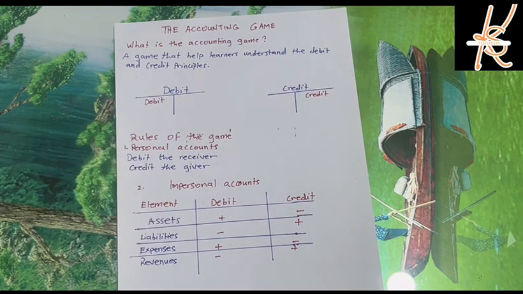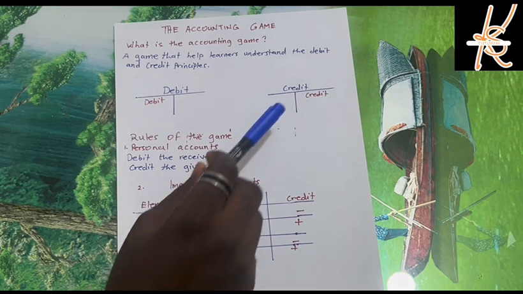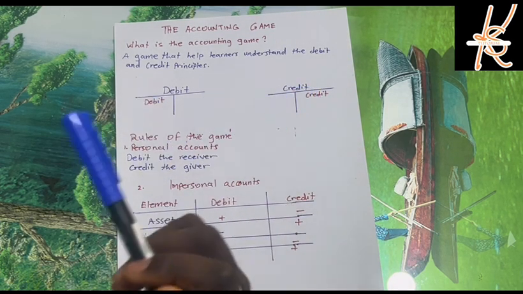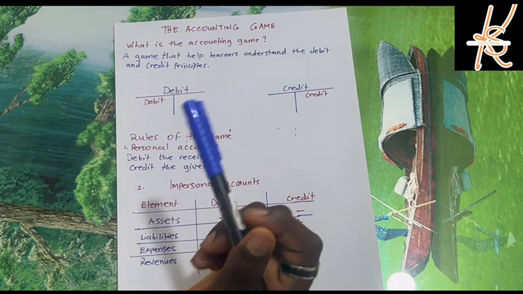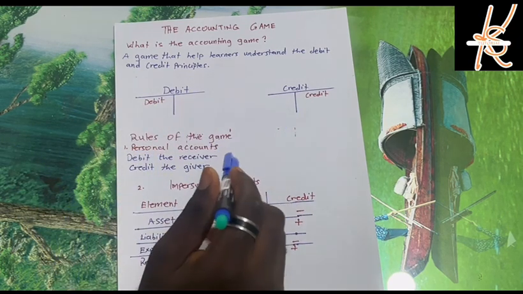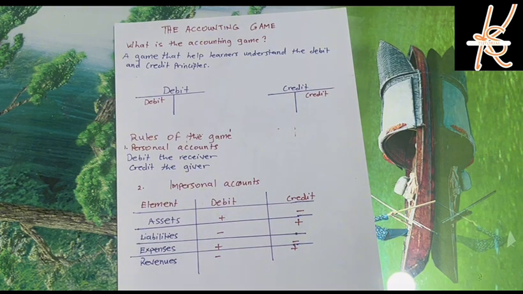That is debit. Okay, so the credit is the direct opposite. The credit is where liability and revenue increase whilst assets and expenses decrease. So you see, it is the direct opposite of the debit.